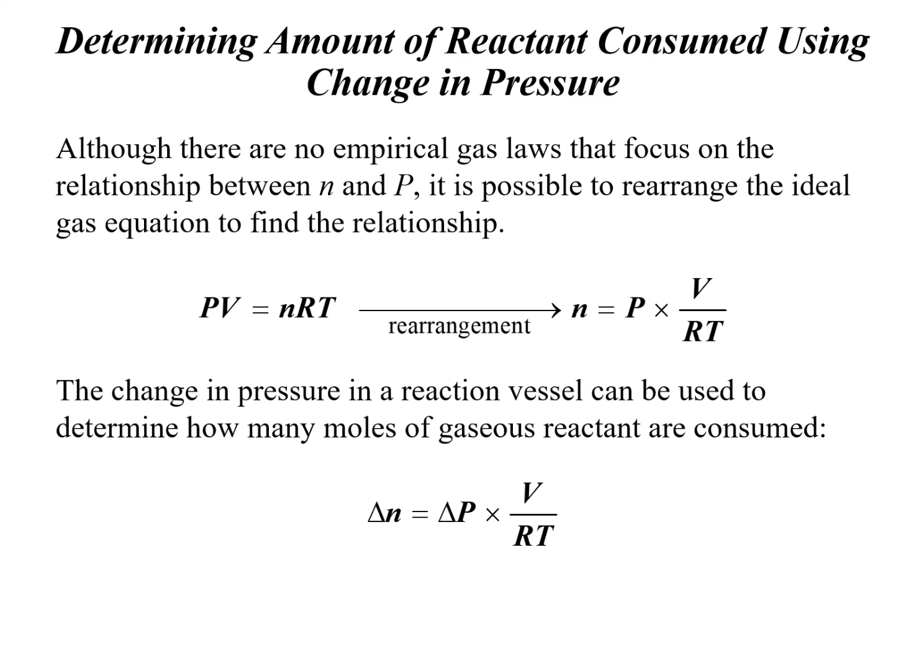All right, determine the amount of reactant consumed using change in pressure. Here we want to know the relationship between the number of moles and pressure. So they've taken PV equals nRT and solved for n, so that's where we get PV over RT. And you say, why did they pull this out? Well, a lot of times the volume of the container is constant and the temperature is constant through the course of the reaction. So any change in pressure means a change in number of moles if we're holding the volume and the temperature constant. R is already a constant. So the relationship between changes in number of moles and change in pressure is this equation.